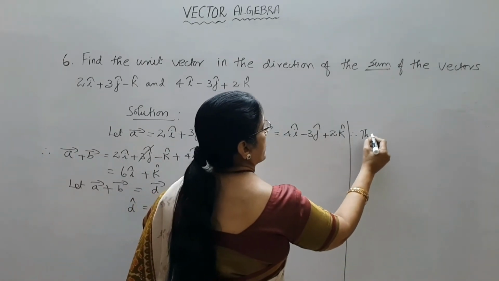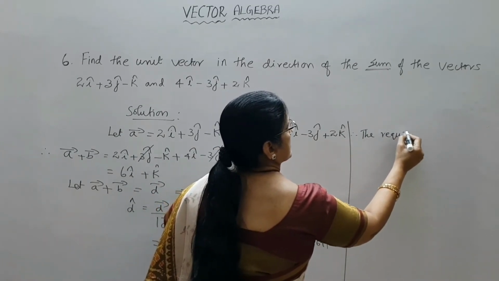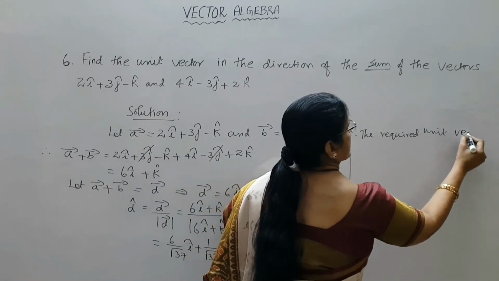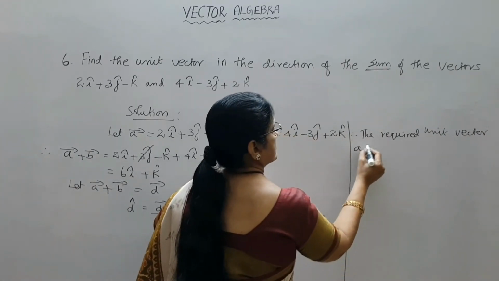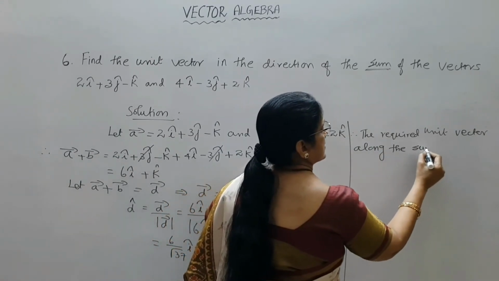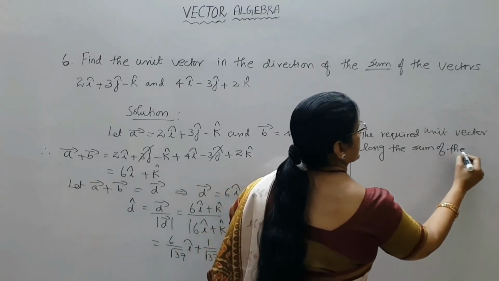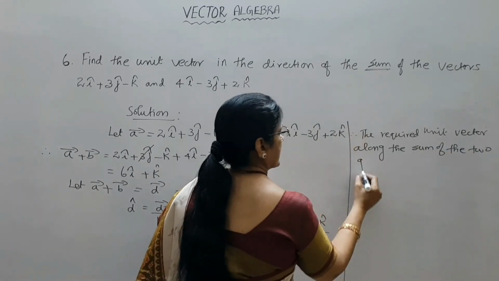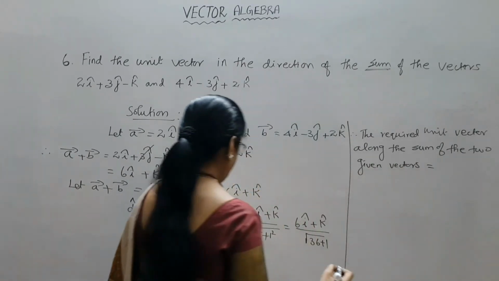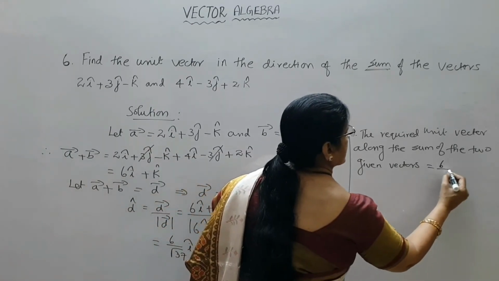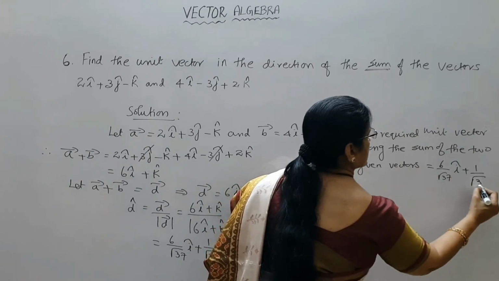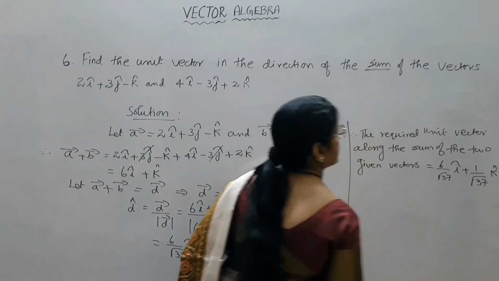So, finally you need to write, therefore, the required unit vector along the sum of the two given vectors is equal to 6 by root 37 i cap plus 1 by root 37 k cap.